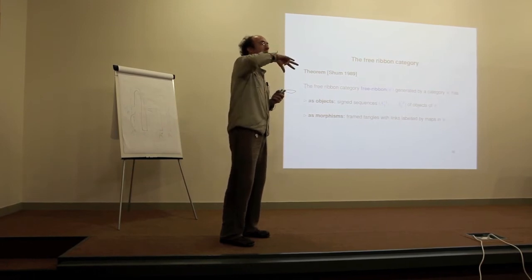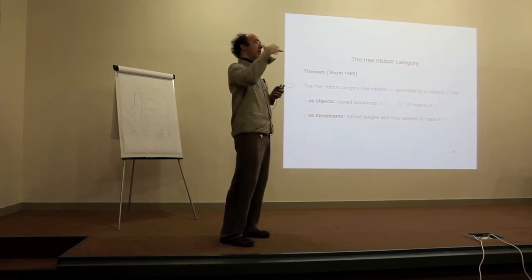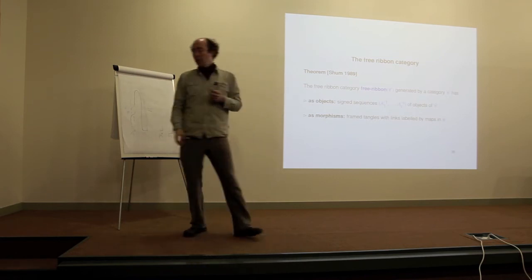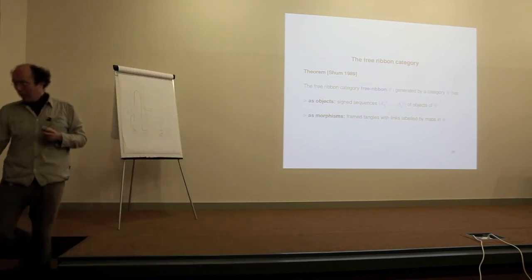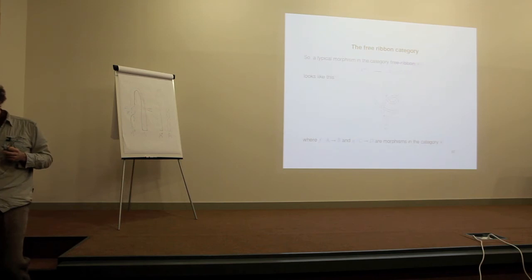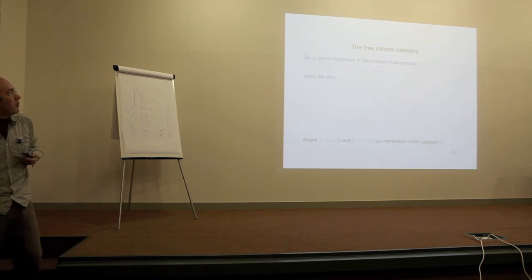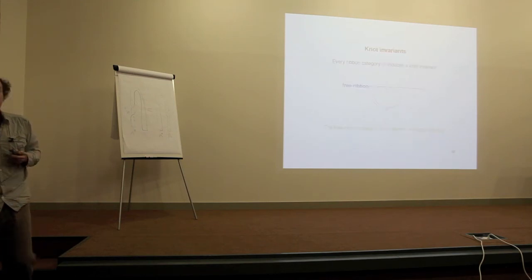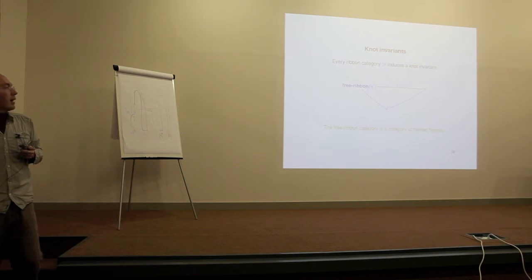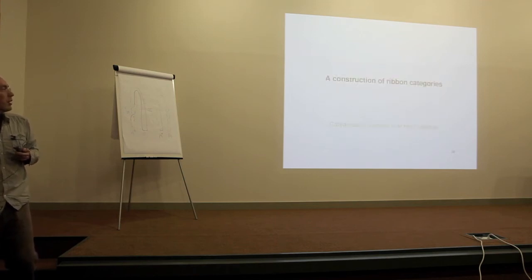Something which will be at the same time on the side of proof theory and on the side of topology. And this is what I will do now. Okay, so this is a typical map in the free ribbon category, and we are back to the same picture that we had about the free ribbon category and so on.